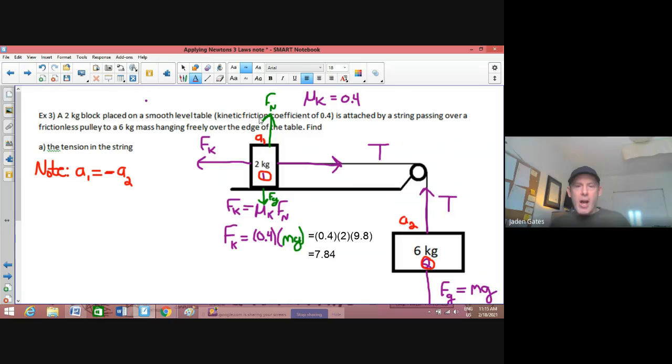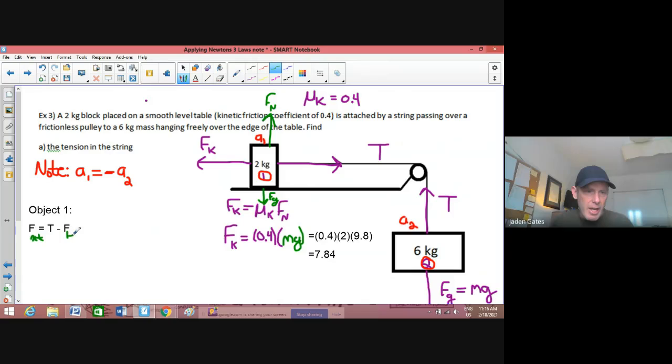Now I'm going to look at each object individually. So let's go with object number 1 here first. All right. So object 1. Now, again, Newton's law, our net force: I look at my purple arrows, the tension pulls it to the right, but I'm going to subtract the force of friction. So I better put in net. This is our net here. And this is our FK. And again, I subtracted because FK is moving in the opposite direction.